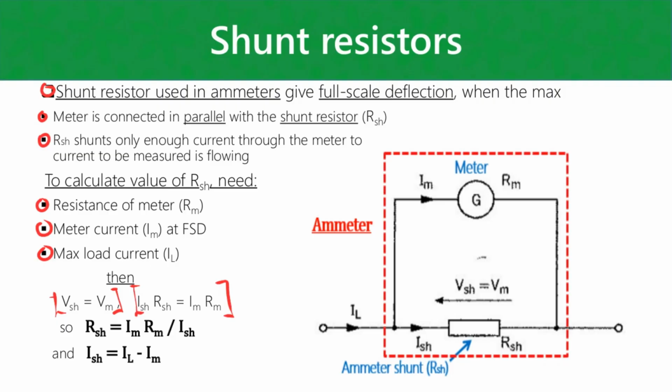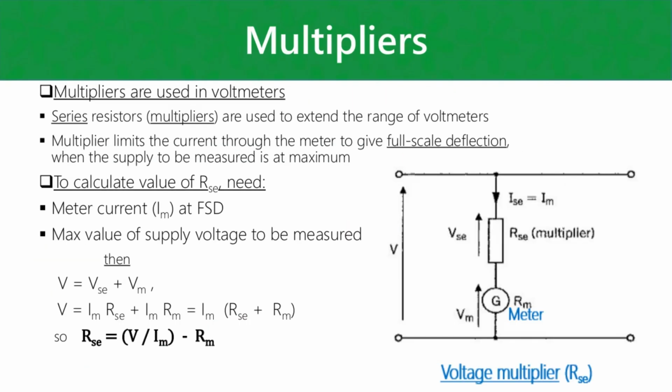And that means the shunt resistance is then the meter current times the meter resistance divided by the shunt current. And the shunt current is just your full load current, or maximum load current, minus your meter current. And then we also have the multiplier.